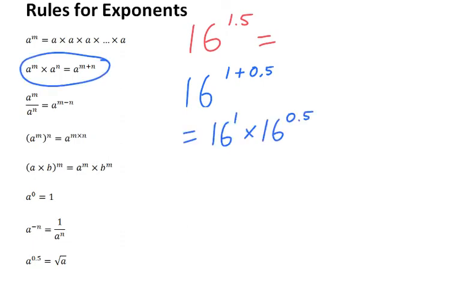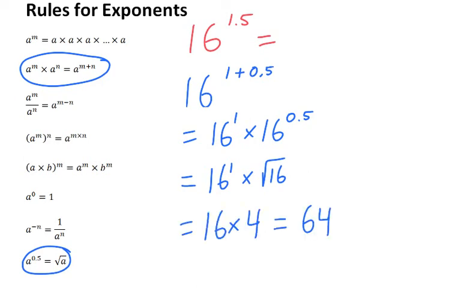And when I split it apart, I have 16 raised to the 1 power times 16 raised to the 0.5 power, following that rule. And that gives me 16 to the 1 times the square root of 16 if I use that last rule to take care of the 0.5 exponent. And that's just 16 times 4, because 4 is the square root of 16, so 16 times 4 is 64, and that's the answer.